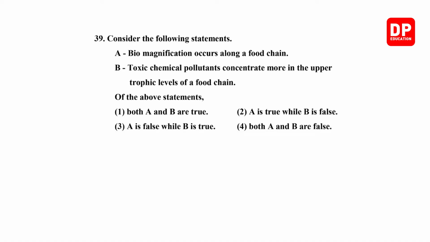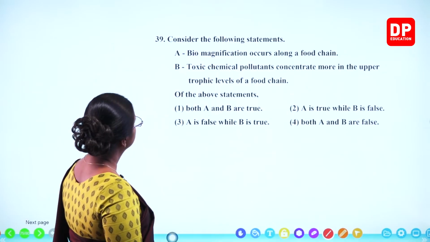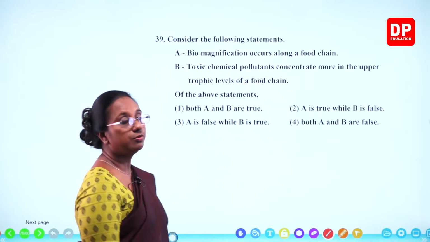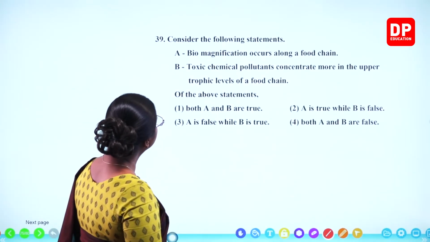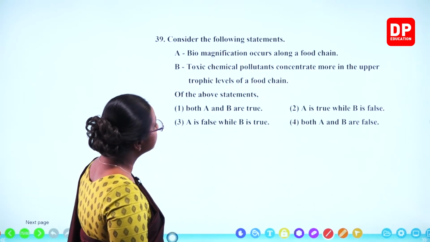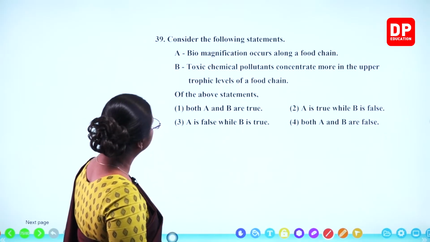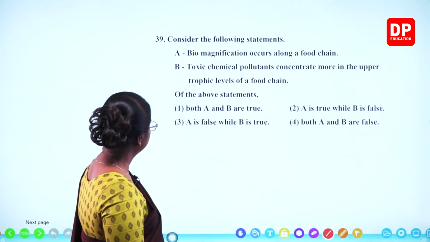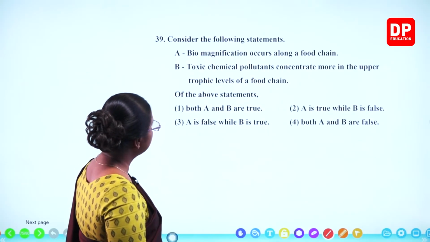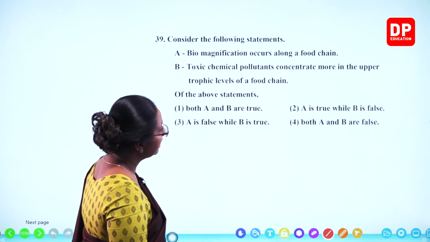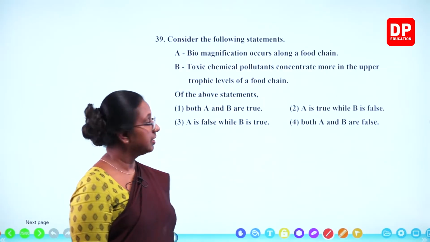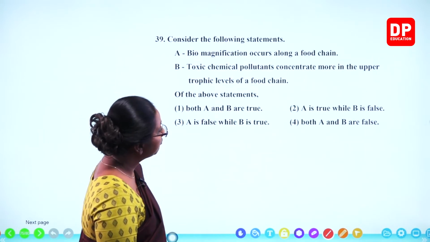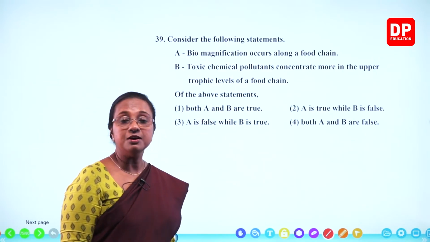39. Consider the following statements. A. Biomagnification occurs along a food chain. B. Toxic chemical pollutants concentrate more in the upper trophic levels of a food chain. Of the above statements, first one, both A and B are true. Second one, A is true while B is false. Third one, A is false while B is true. And fourth one, both A and B are false.